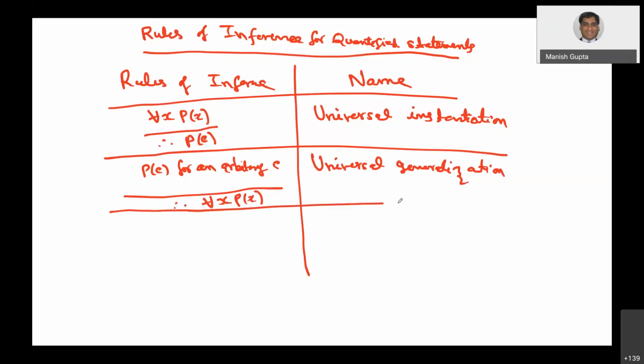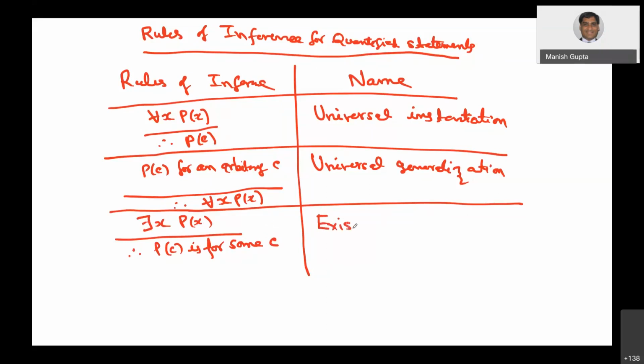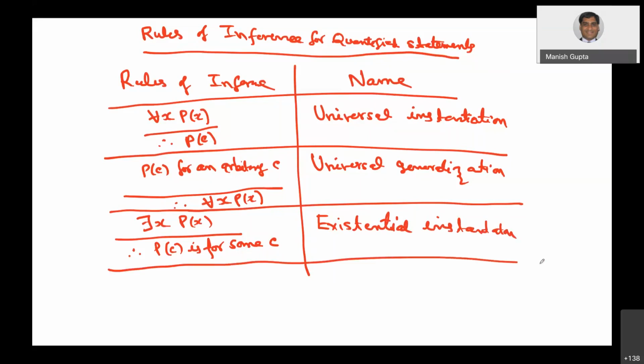Next, there exists x, P(x). If this is true, therefore P(c) is true for some c, right, because some c exists. So this is known as existential instantiation. Okay, and finally, we have the last one.